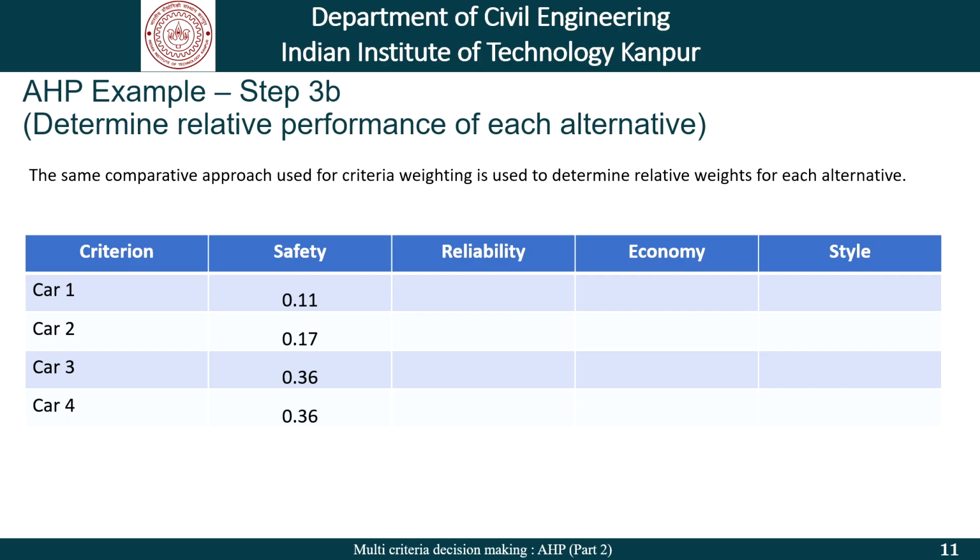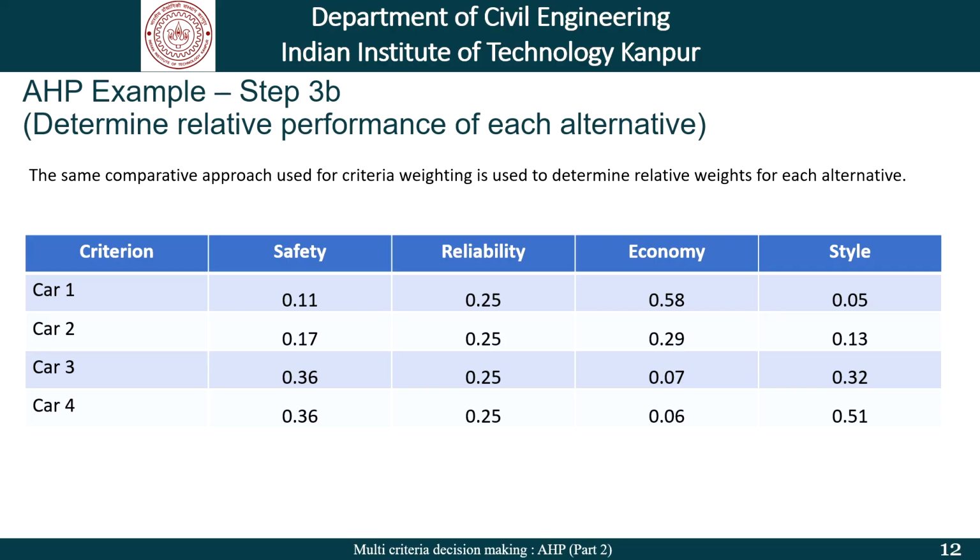We had seen numerical calculations for safety. These were the numbers. I had requested all of you to do the same exercise for the remaining 3 criteria, that is reliability, economics and style. I hope all of you have tried this and you have the following results. The numbers for each of these should look something like this.